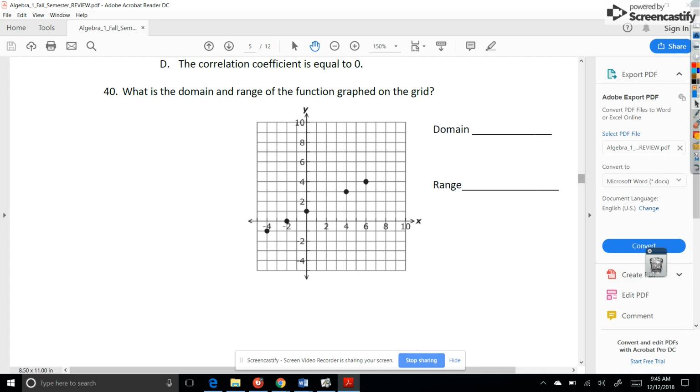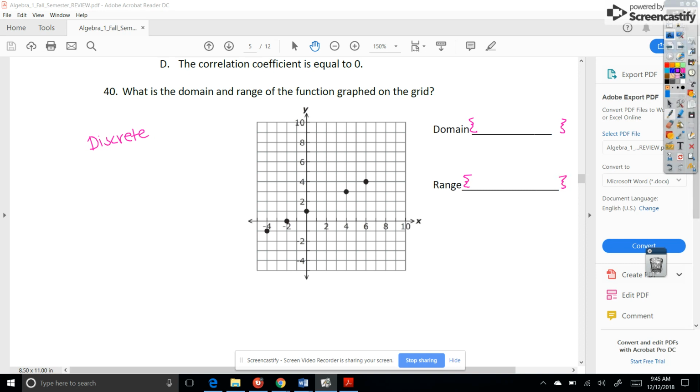Okay, domain and range. This is a discrete graph, and it's just made up of points. So when I write my domain and range, I'm just going to list out all of the x's and the y's from least to greatest. So this is my x-axis right here. I start at -4, then -2, then 0, then 4, then 6. My y values, I'm going from the bottom to the top. So here's my y values. The lowest is -1, then 0, then 1, then 3, then 4.